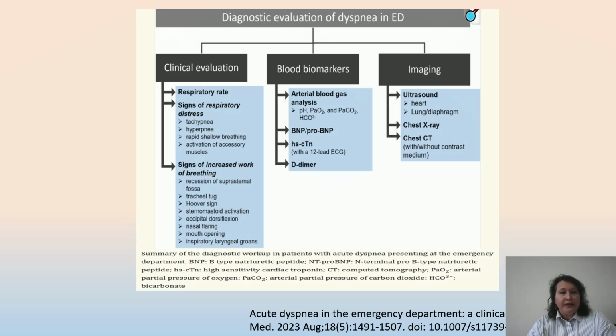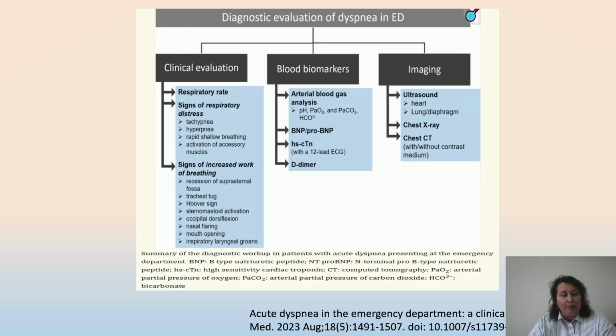For the diagnostic evaluation of a patient with dyspnea in the emergency department, we have several groups of tests. Of course, clinical evaluation is very important, when we can control the respiratory rate of the patient and look for signs of respiratory distress such as tachypnea, hyperpnea, rapid shallow breathing, and activation of accessory muscles during breathing. Plus, we can see signs of increased work of breathing such as recession of the suprasternal fossa, tracheal tug, Hoover sign, sternomastoid activation, occipital dorsiflexion, nasal flaring, mouth opening, and inspiratory laryngeal groans.